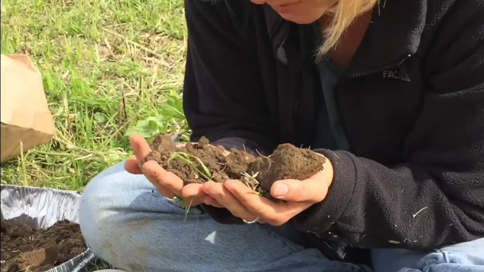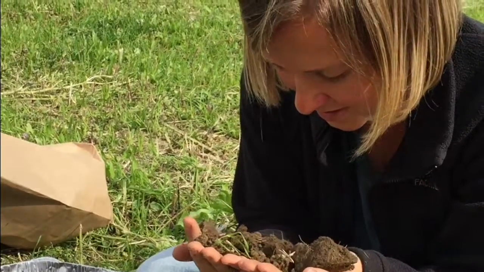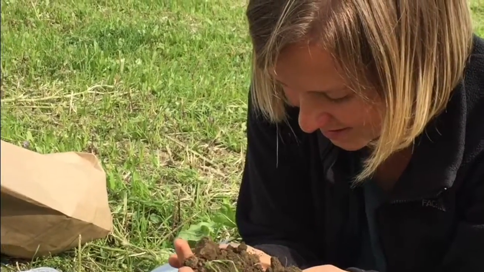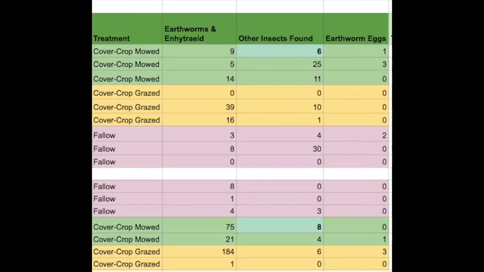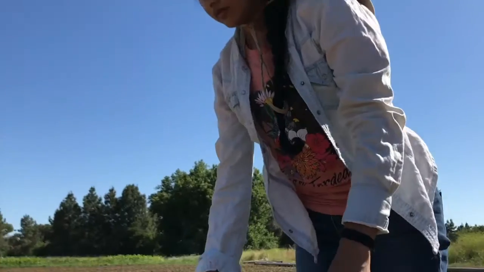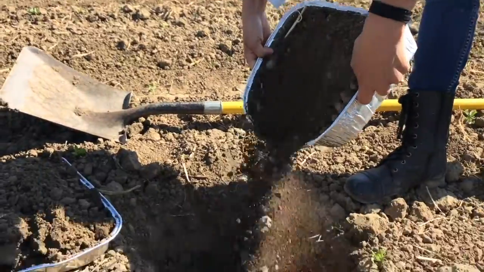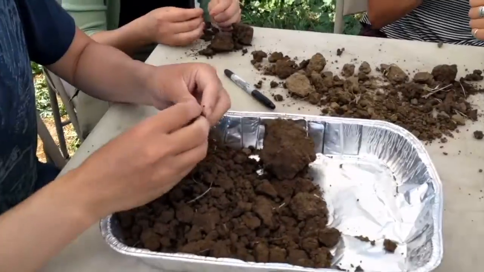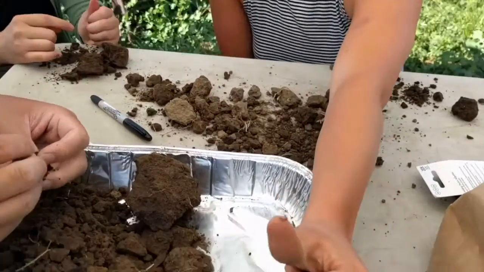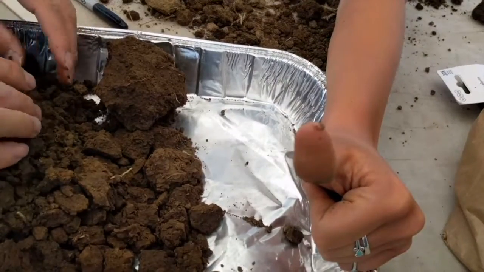Each soil monolith was sorted through by hand, breaking up aggregates as much as possible and using a sieve when necessary. Macrofauna data were recorded and divided among 3 categories: earthworms, Enchytraeidae, earthworm eggs, and other insects. Once recording was complete, all collected macrofauna and soil was replaced into its original location, and the data was inputted into a shared Google Sheet to digitize and compile the information.